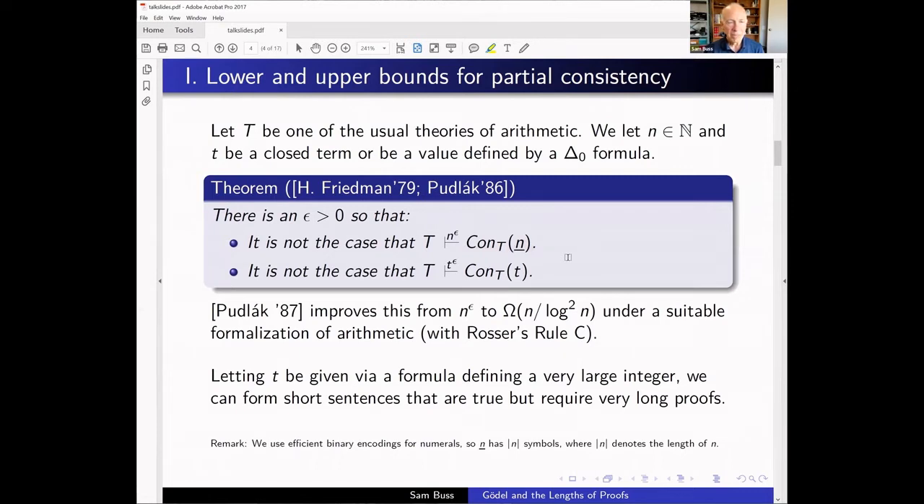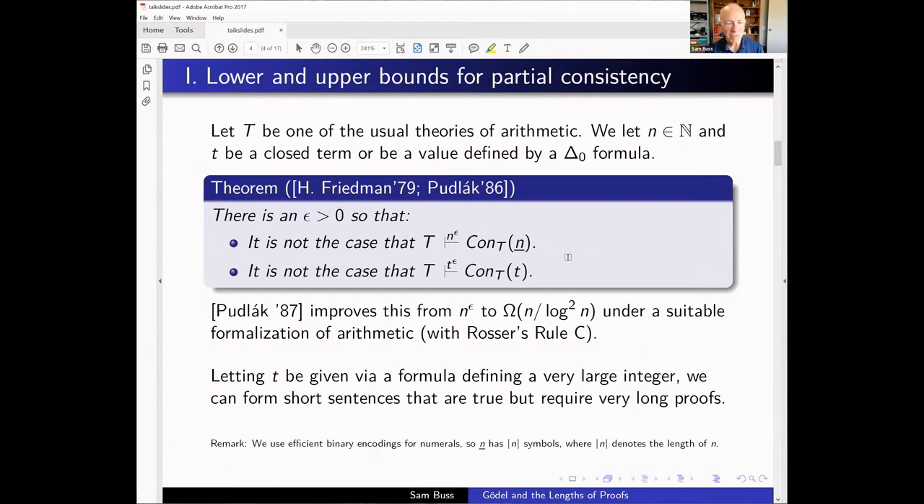But the theorem here is that there is an epsilon greater than 0, so that T cannot prove in n to the epsilon symbols the partial consistency statement Con_T(n). So if you want to prove that there's no proof of a contradiction of less than 1 million symbols, right, you're going to need a proof of, say, at least 1,000 symbols or something like that, right? And I stated that the first bullet point is for a particular integer n. The second one is for just a value as given by a term t. The same theorem holds. It's not the case that T proves in t to the epsilon many symbols Con_T(t).